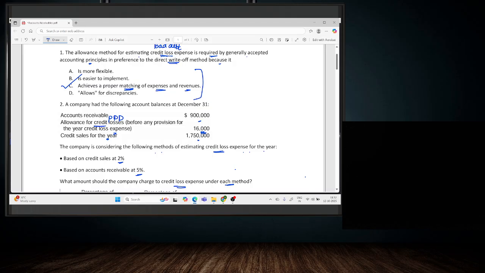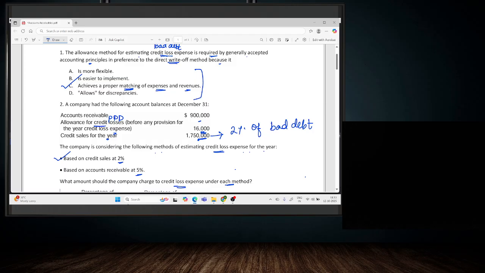First, let's say the company is planning to estimate its credit loss expense as a percentage of credit sales. What is the total credit sales of the company? 17,50,000. During the year, the company made sales worth 17,50,000 rupees. Out of this, the company expects that 2% of the customers will not pay, so 2% of 17,50,000 will be the bad debt. When we take 2% of 17,50,000, we get 35,000 rupees.